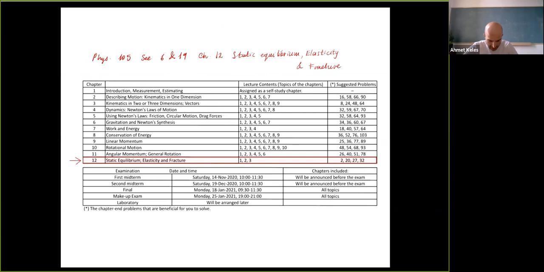Let me start with a quick reminder of this week's material. This week we started talking about chapter 12 and static equilibrium. I also introduced you to elasticity and fracture on Monday.